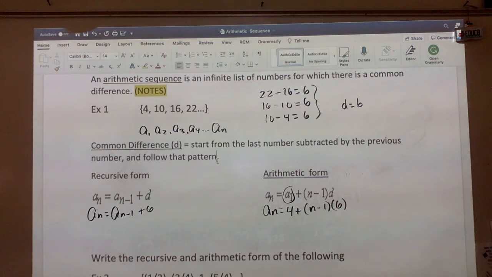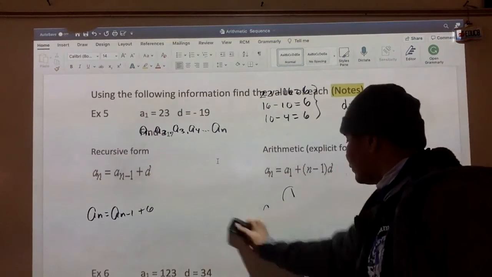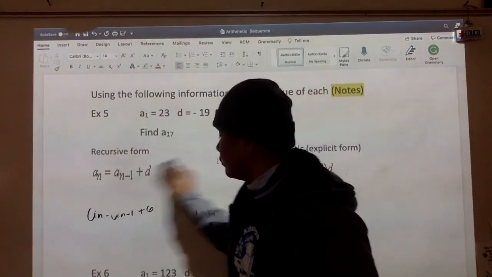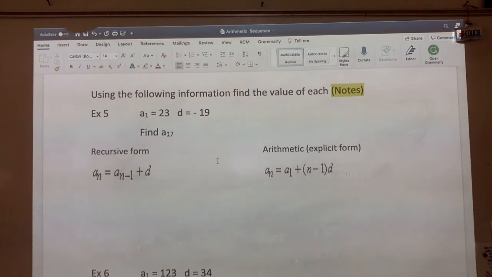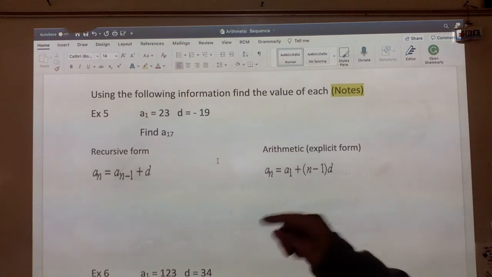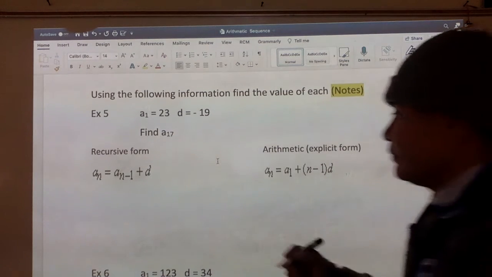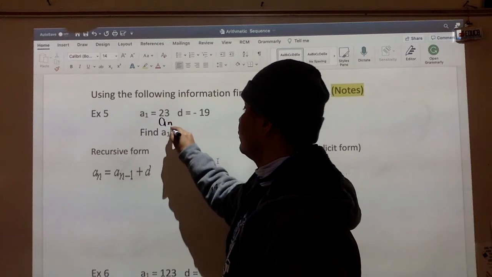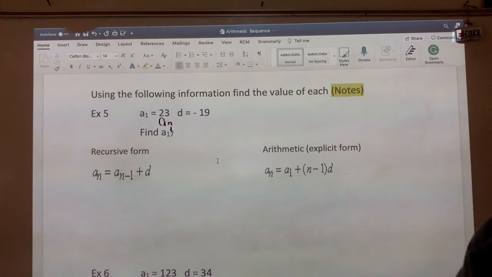The next problem is going to help you do 6 through 8. It says use the following information and find the value of each. A1 equals 23, D equals negative 19. Find A17. Remember that I've been telling you that we don't know N. Now we know. Every time you see a little number next to a letter, that's the N. So I'm asking you to find A17. Just to save time, I will tell you the recursive helps me with nothing. The arithmetic is the one that will help me find any term.